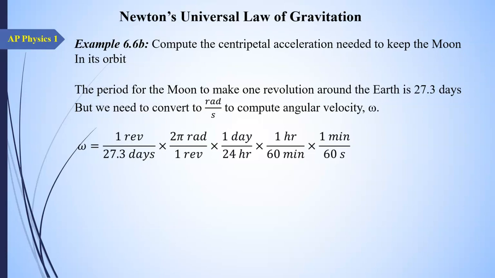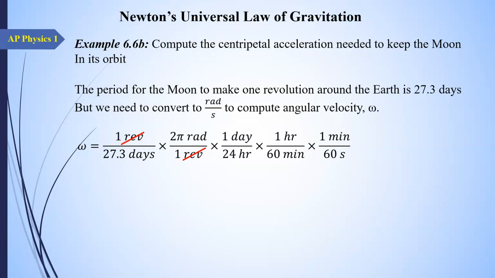So what you're starting with is one revolution. That's one circuit that the moon goes, one time that the moon goes around the Earth, and it does it in 27.3 days. So you start with that. Now you need to convert from revolutions, that's one time around, into radians. One time around in radians is 2 pi radians. So there's 2 pi radians for every one revolution. So revolutions cancel out, and now all you have on the top is radians, and that's going to be in the numerator of your final answer.